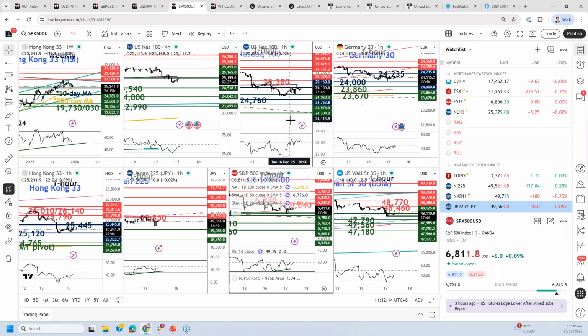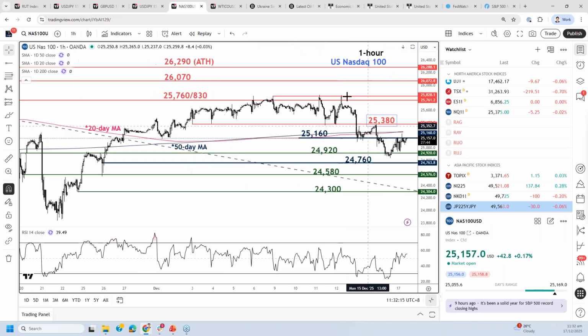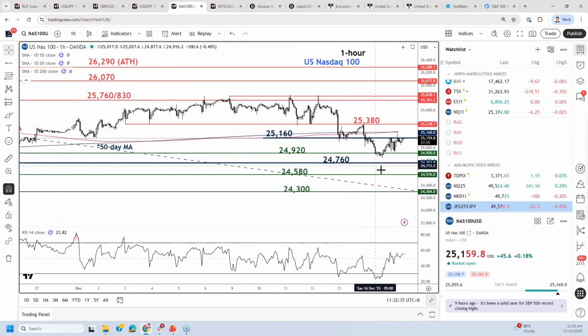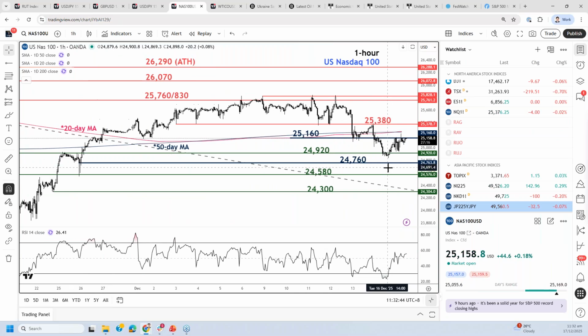Next up will be the weaker Nasdaq 100 that continues to trade below the 50-day and the 20-day moving average. Yesterday we did have a bearish bias. The bearish bias hit our first support level at 24,920 before staging a bounce, and it didn't come close to the second support level, which is at 24,760. So it printed an intraday low of 24,838 at 3 p.m. Singapore time yesterday, Tuesday, which is during the European session.